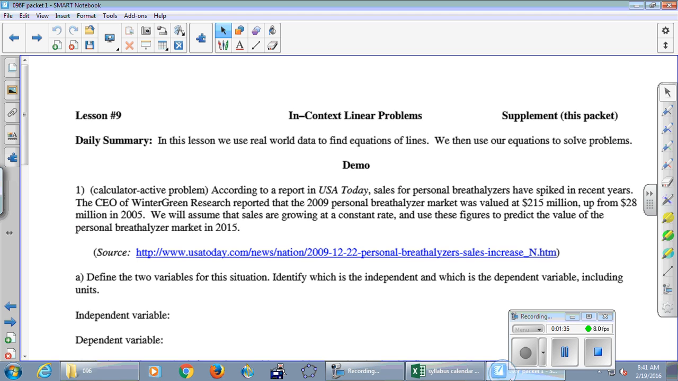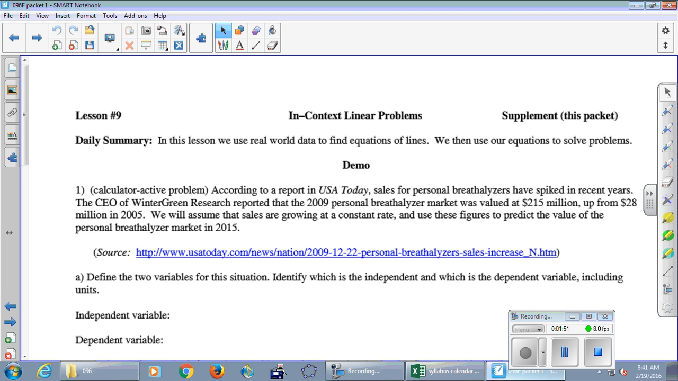All right, then let's jump in here on page 68 for lesson 9. In this lesson, we use real-world data to find equations of lines, and then we'll use our equations to solve problems. The nice thing about today is that technically there's really nothing new. We're going to do word problems.